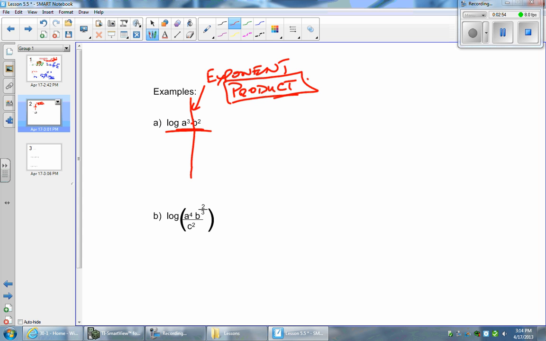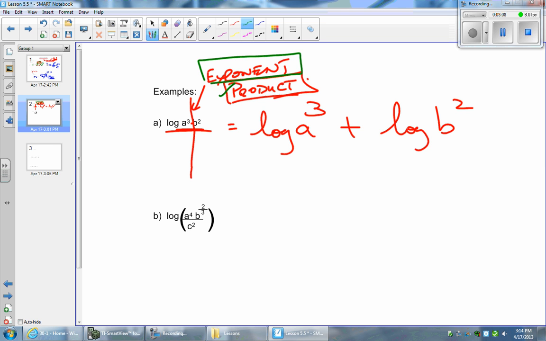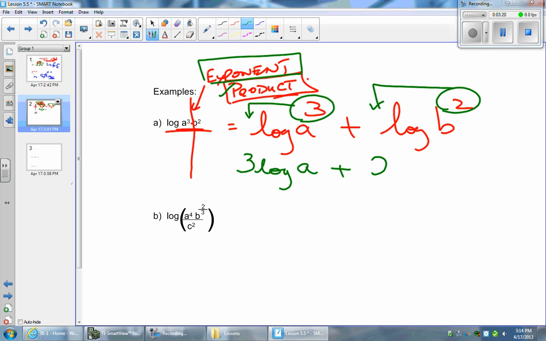So if you think about this, since it's a product, this is log a cubed plus log b squared. That's it. Now, look how easy it is. Now that we've done the product, look at the exponents. The exponents are up front. So all you've got to do is take them and move them up front. So this becomes 3 log of a plus, take that exponent, move it up front, there we go, 2 log of b. Easy peasy lemon squeezy.